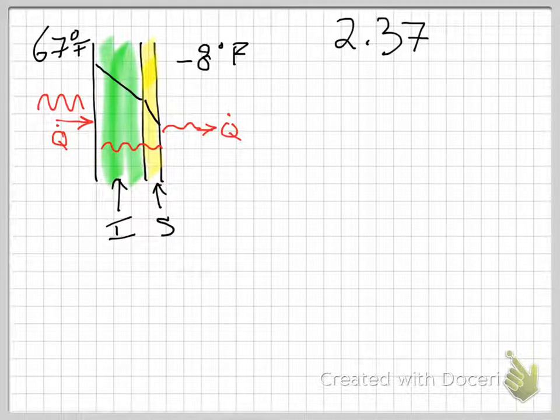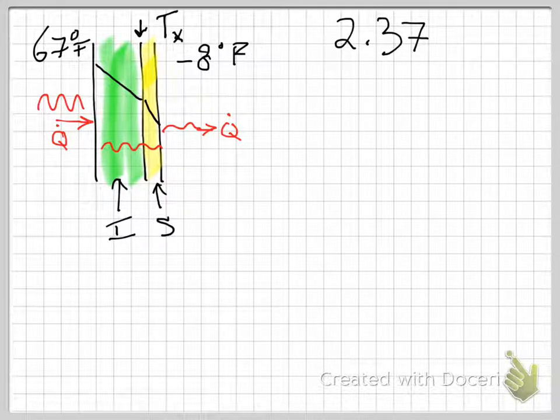We want to know the steady-state temperature at the interface of the two layers in degrees Fahrenheit, so that's this right here, and we will call that Tx, and that's one of the things we're going to be solving for. We also want to determine the rate of heat transfer through the wall in BTUs per square foot of surface area. To solve this first part, it's important to understand what steady state means.